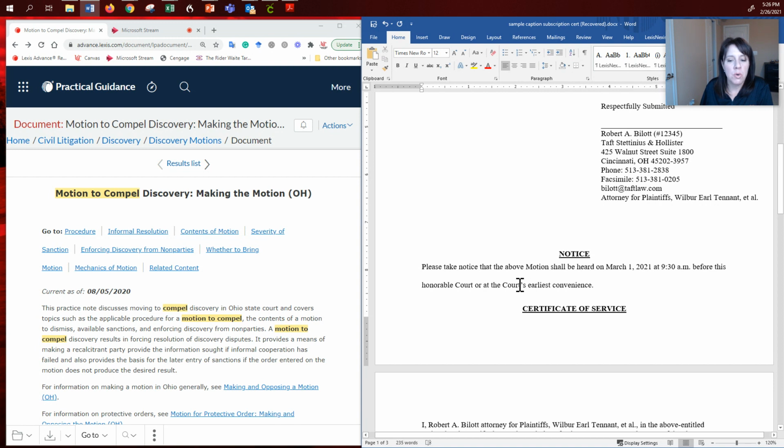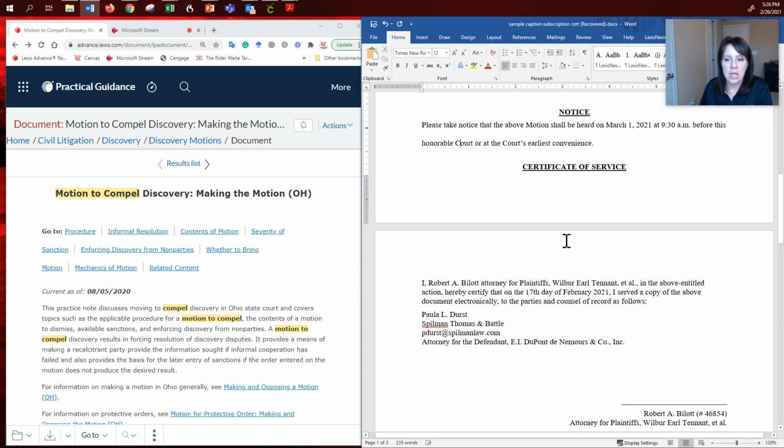Make sure you capitalize court, and we always say, "or at the Court's earliest convenience." Then you have your certificate of service. On the certificate of service, make sure you put the date that it was sent and how it was sent. If you send it electronically, include an email address that you sent it to. If you send it via regular mail, include a regular street address.